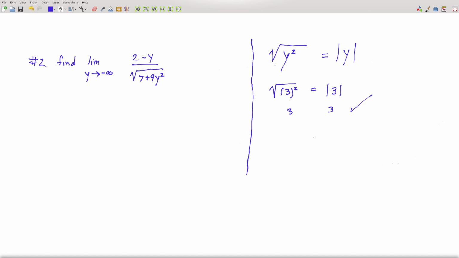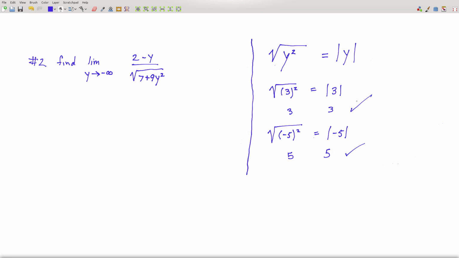I'll try one more test point. That was a positive value, so maybe that's not convincing. See if this convinces you. How about the square root of negative 5 squared? Will that be the same as the absolute value of negative 5? Let's see. Negative 5 squared is 25. The square root of 25 is 5. On the other hand, the absolute value of negative 5 is 5. So it worked there as well.